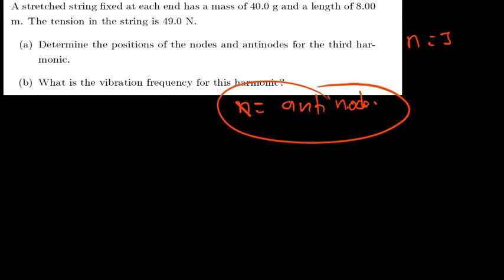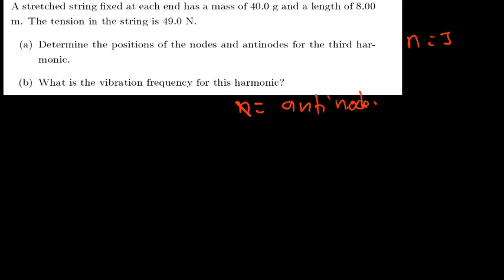Now, the moment when you read the question, if they're not mentioning anything about harmonic, then just know that you are talking about the first harmonic. But in this case, they've specified that we are talking about the third harmonic. So if you are talking about the third harmonic, then the number of loops is equal to 3. At the same time, the number of loops is equal to the number of antinodes. So n is equal to 3, and we have got 3 antinodes.